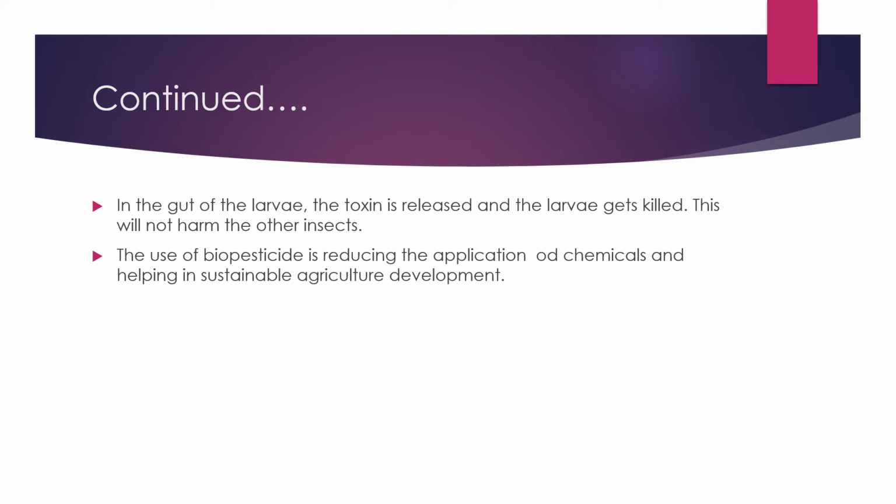We will study more examples, but with such methods, like the spores of Bacillus thuringiensis, the use of this biopesticide reduces the application of chemicals, and in this way it helps in sustainable agriculture development.